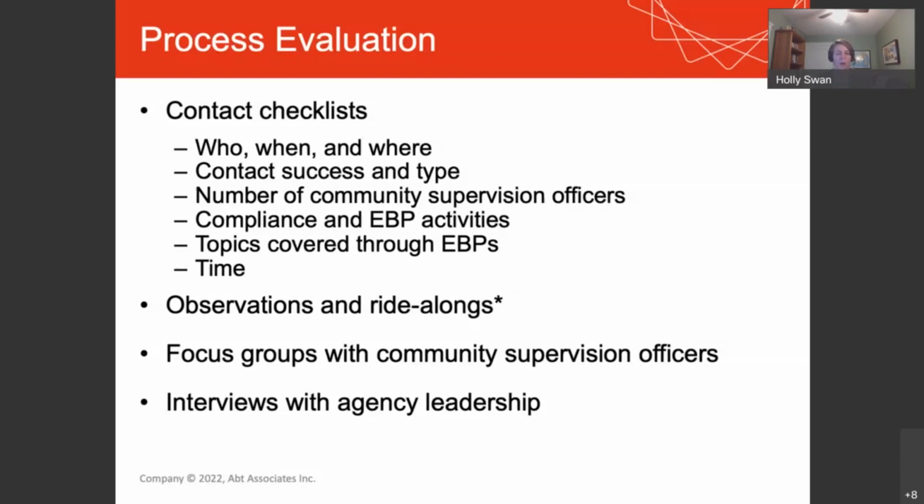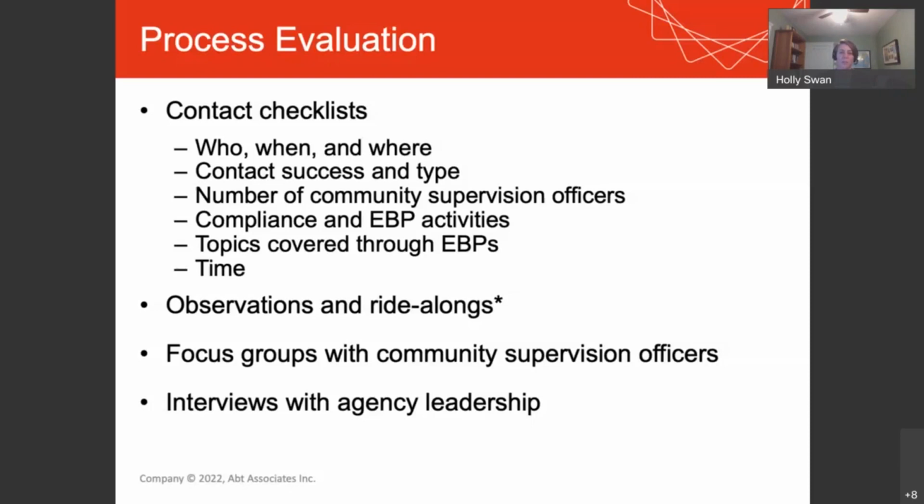We also had initially planned on doing some observations and ride-alongs during field work and other contacts that officers make with the people they supervise. We have since shifted this a little bit as a result of the pandemic, and I will let Walter talk about that. But we are planning to do these around quarterly over 2 years, so 8 observations over the course of 2 years.